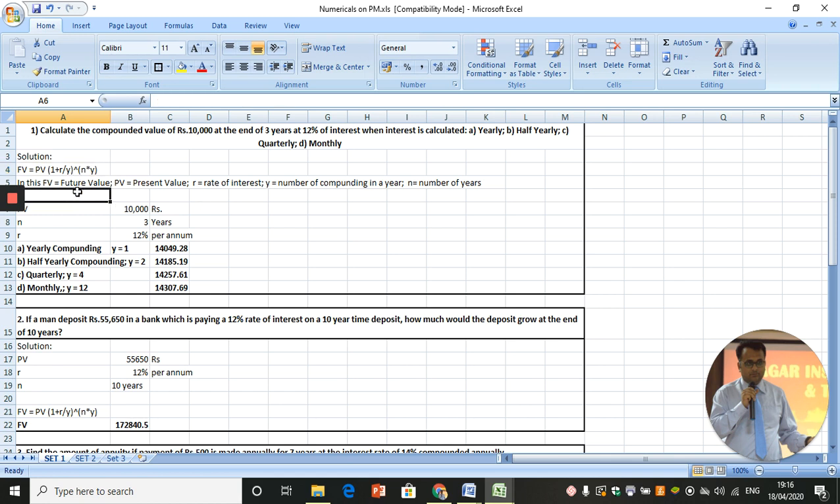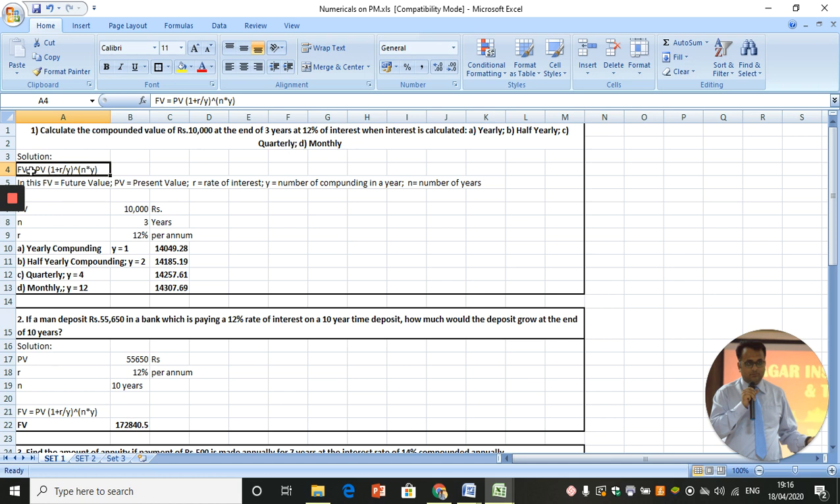Similarly, in this, amount is the future value, and principal is the present value, and in 1 plus r by y, this y is the frequency of compounding. What is the frequency of compounding? For example, in yearly, the frequency of compounding is once a year. Half yearly, it is twice a year. Quarterly, it's 4 times a year, and monthly, it's 12 times a year.